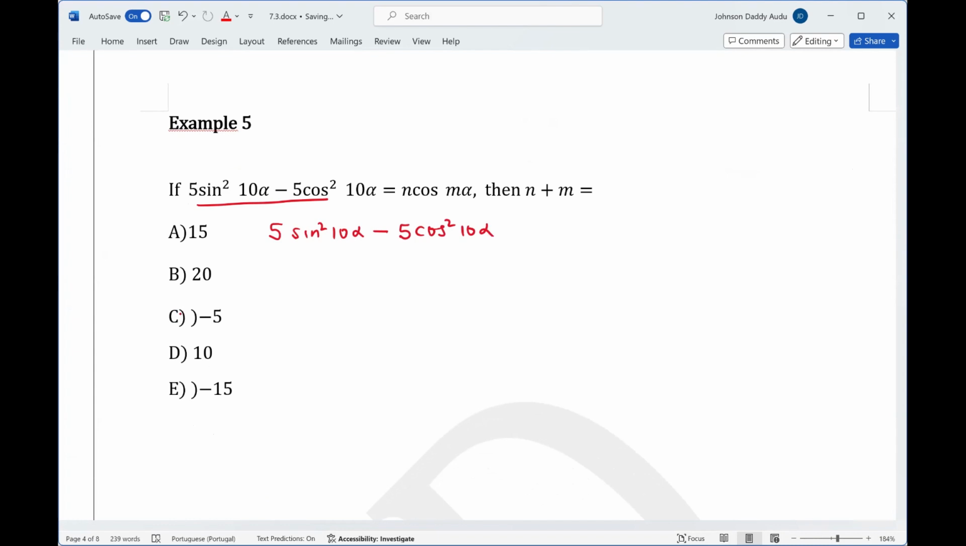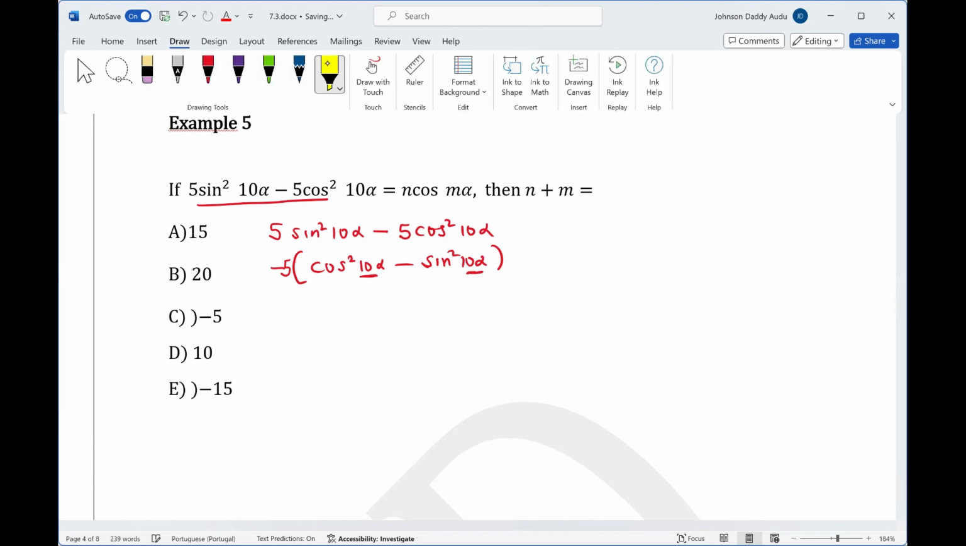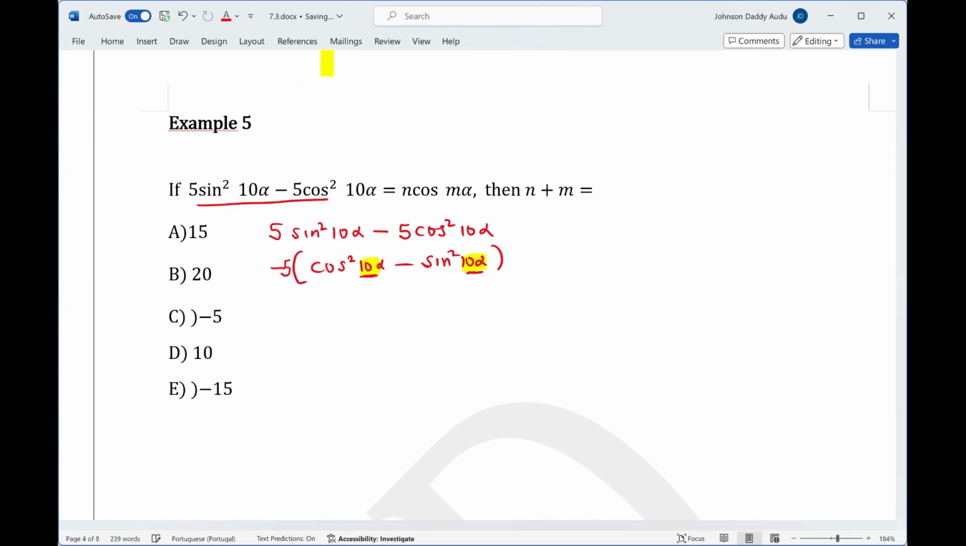This we can also rearrange. We can take minus out, or we can even take minus 5 out. If you take minus 5 out, what do we have? We'll have cosine squared 10 alpha minus sine squared 10 alpha, right? So this looks nice now. This we can use the double angle formula for cosine. So since this is 10 alpha, it means we are going to have what? We are going to have 20 alpha, right? It's going to be double of it.